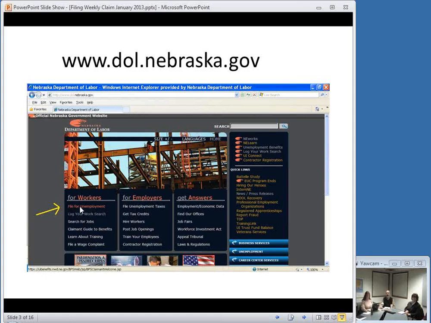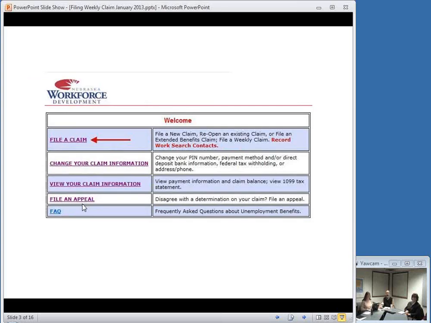They select this link here, File for Unemployment. It will bring up the welcome screen and the main menu, where there's actually quite a lot of information that they can find out about their claim. The first link is File a Claim. It includes whether a person is filing a new claim, has a claim that they need to reopen, or wants to file a claim for extended benefits. And today we're going to address filing a weekly claim or recording their work search.